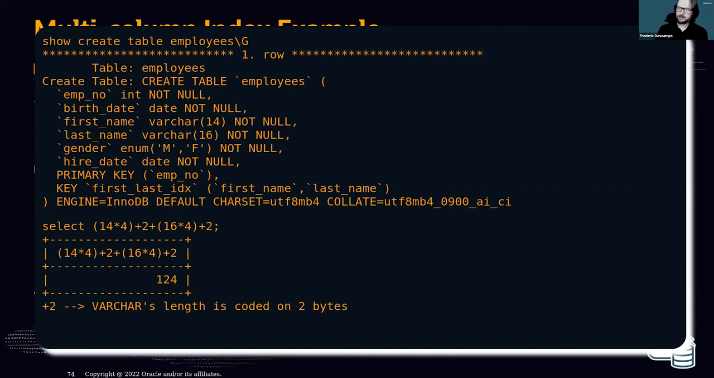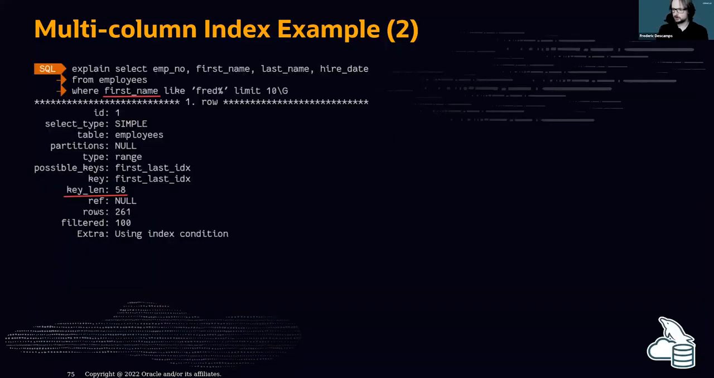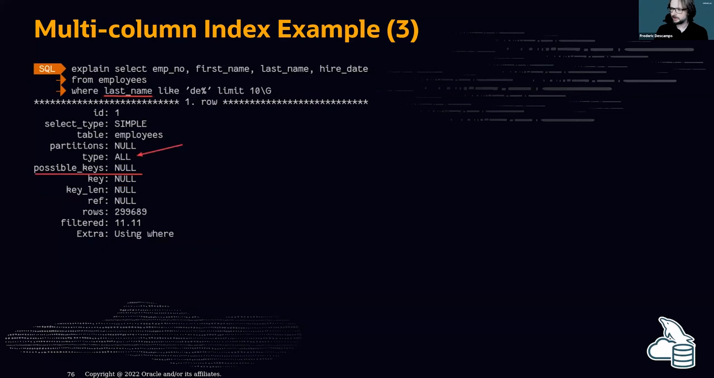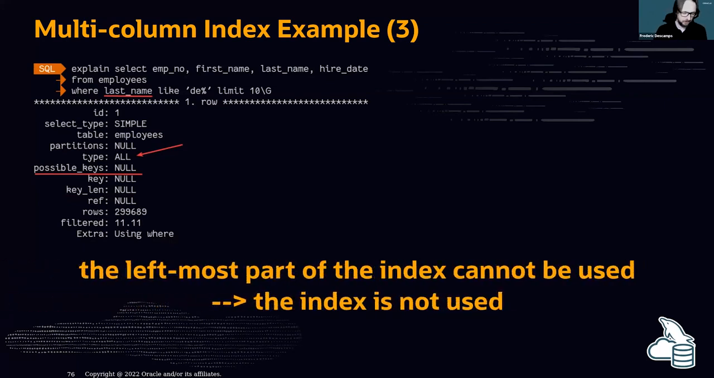So meaning that for that query, both parts of that multiple column index, so both columns, were used. Now, if I say first name is Fred, only the first part is used, because 14 multiplied by 4 plus 2 equals 58. So you need a bit of mathematics to be able to do that. If I do last name just like dec, you can see that no index can be used, because the leftmost part of the index cannot be used, so the index is not used.